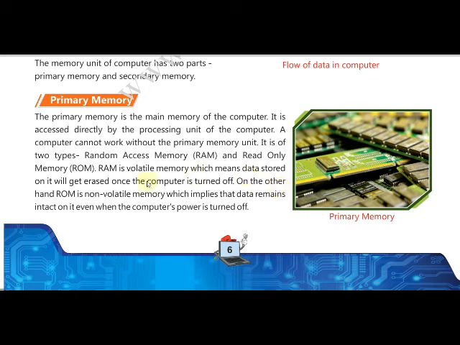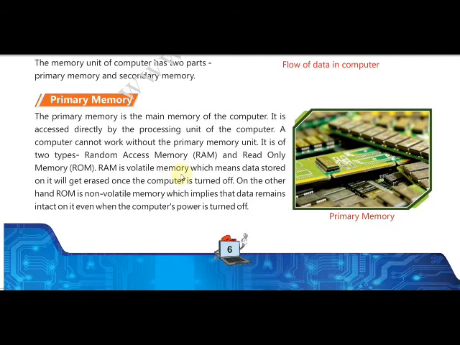ROM is fixed on the motherboard, so you cannot easily remove it. But RAM can be easily removed from the motherboard because there is a separate slot, and RAM is held by locks. By unlocking those locks, you can easily remove it whenever you require. Now let's see the next point.